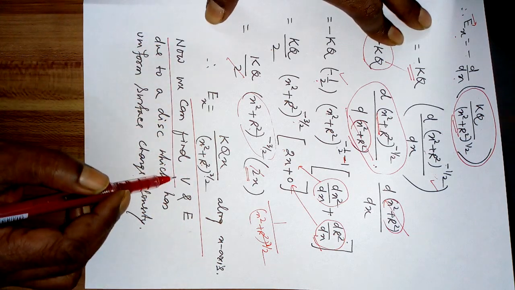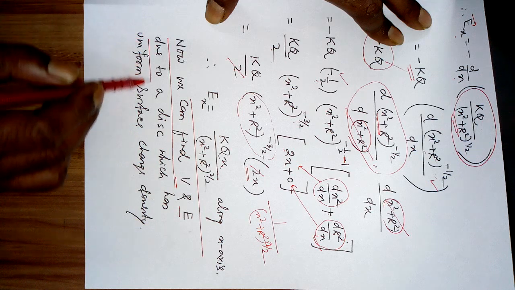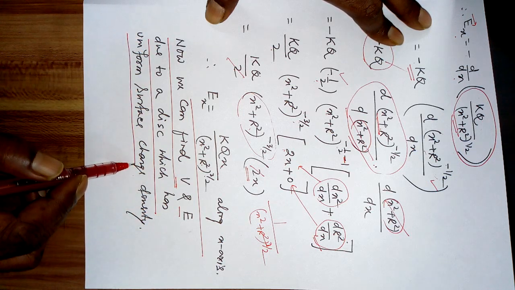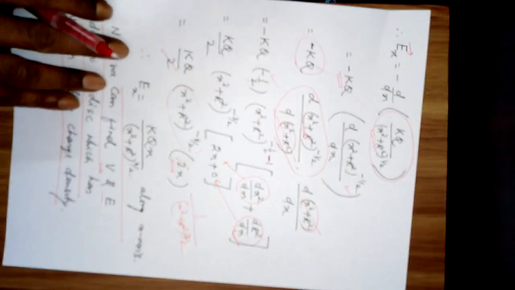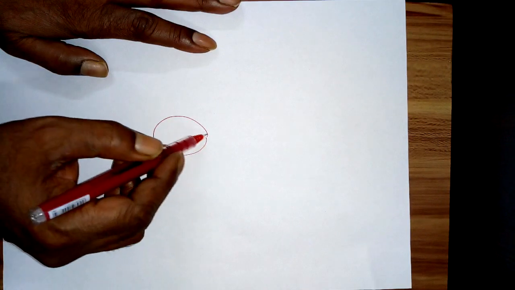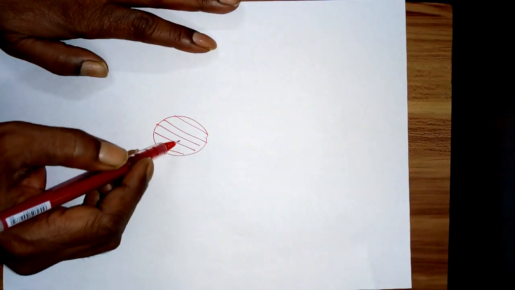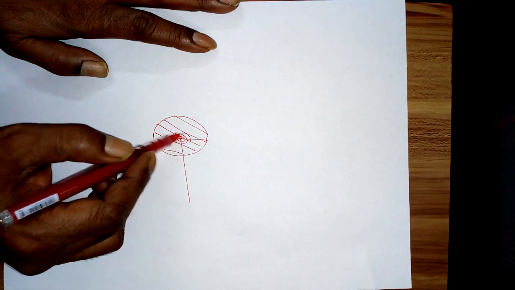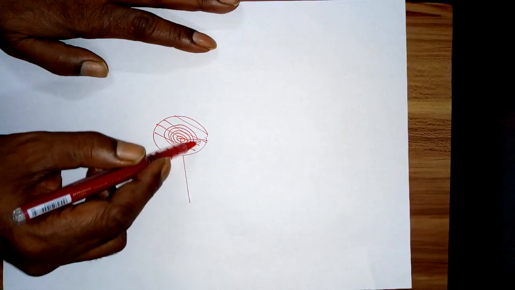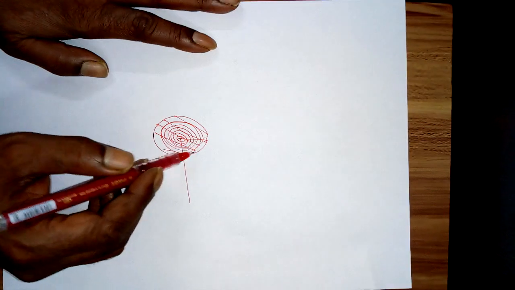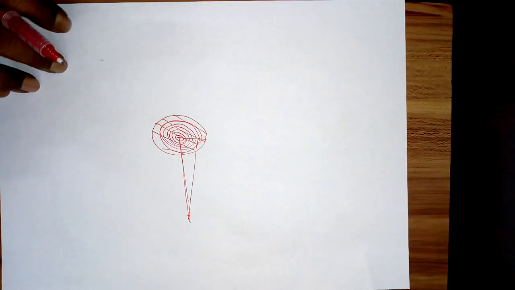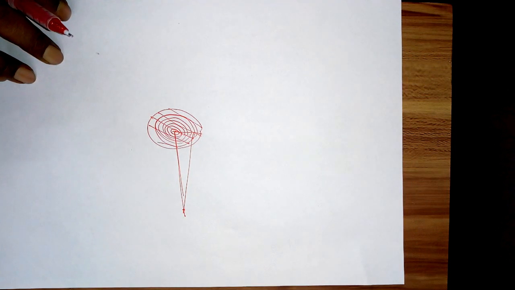Now we can find the potential V and electric field due to a disk which has uniform surface charge density. That will be easier now, because for a disk, we'll consider a ring like this, ring like this, ring like this, and so on. So the contribution of each ring will be found out here, and that will be the total contribution of the disk.